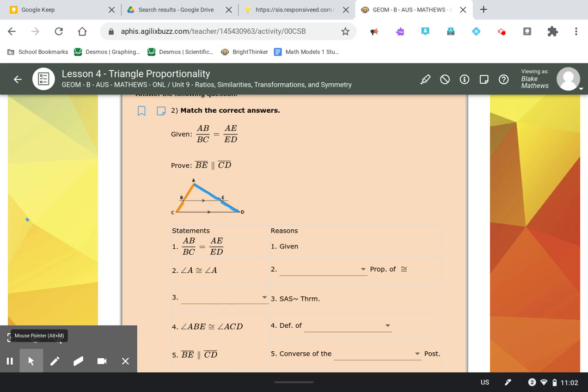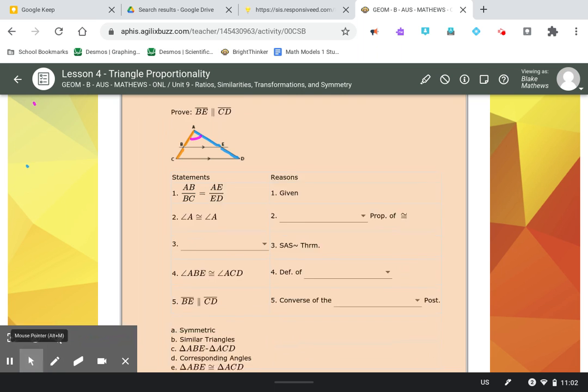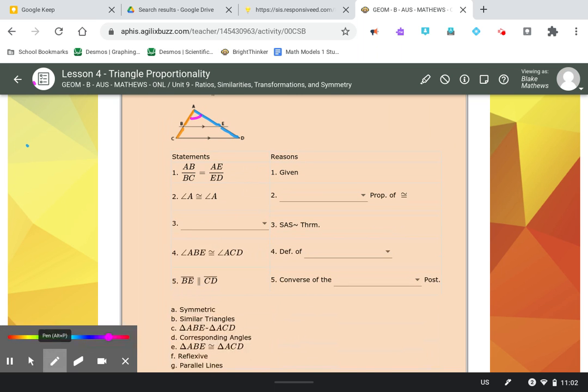Well, first things first, angle A is congruent to itself. That's the reflexive property. You should know that one. Anytime in geometry we say something is congruent to itself, that's the reflexive property. And then because of that, we can prove the side-angle-side similarity theorem. And so what triangles are we talking about here? We're talking about ABE and ACD. Not too challenging to see. That's the only answer that corresponds with anything about similarity. So that's going to be answer choice C.